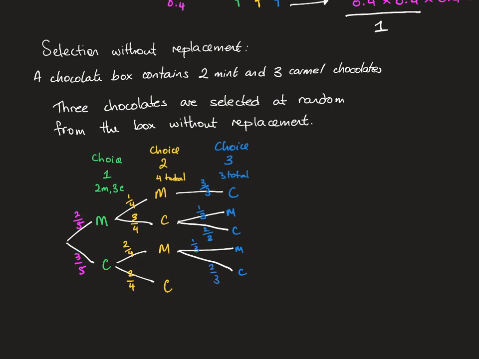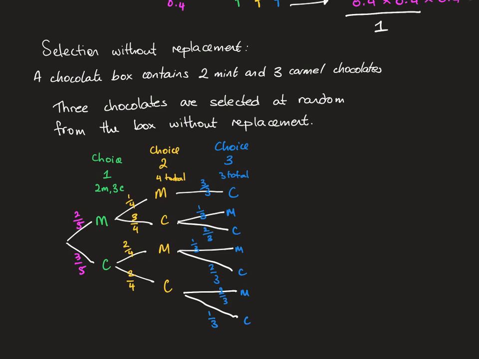And then finally, if our first choice is a caramel and our second choice is a caramel, we still have mint and caramel available for selection in that last choice. A mint and a caramel. And this time there is only 1 caramel left, so 1 out of the 3 for caramel, and there are 2 mints left, so it will be 2 out of 3 for the mint.